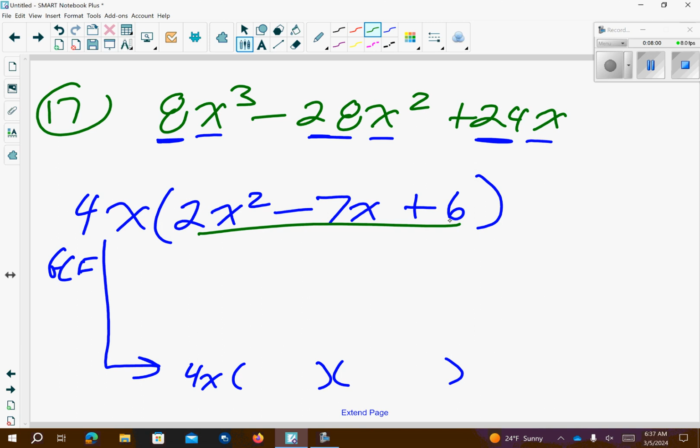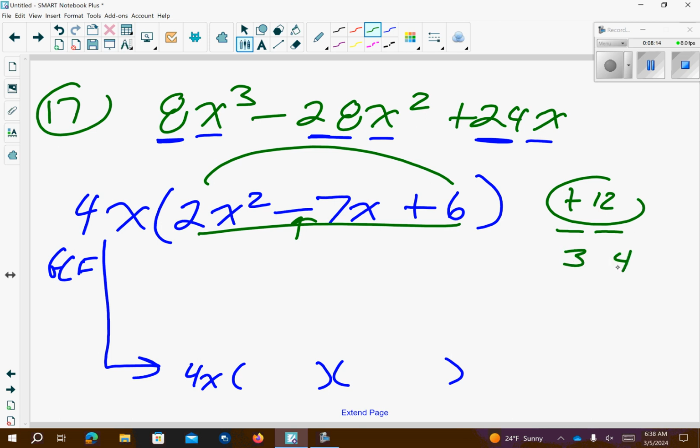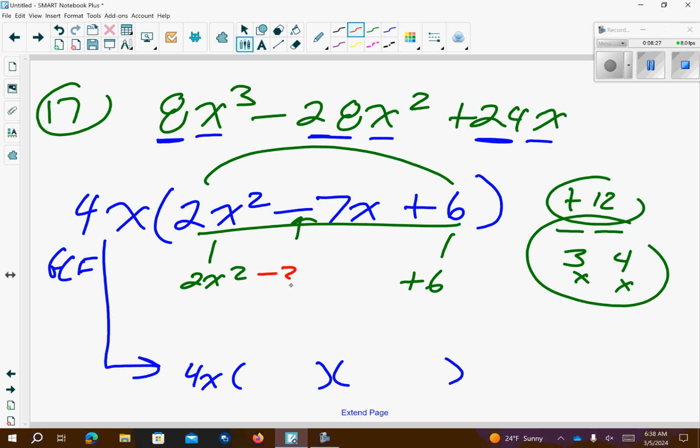So I'm going to pay attention only to this part. So 6 times 2 is positive 12. Positive 12 means both signs have to be the same. I have a negative here, so they're both going to be negative. And I think 3 and 4 are going to add up. If they're both negative, do they add up to negative 7? The answer is yes. So let's bring our ends down. So I have 2x squared, and I have positive 6. In between, I'm going to have minus 3x and minus 4x.